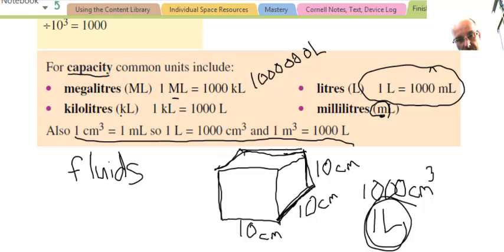Why is it 1,000? Well, to turn this into 1 cubic metre, we would need 10 times as much length, 10 times as much width, and 10 times as much height in a cube. Because you might remember that 1 metre in each direction is 10 times 10, 100 centimeters. So that's why 10 times 10 times 10 is 1,000. So 1 cubic meter equals 1,000 liters.